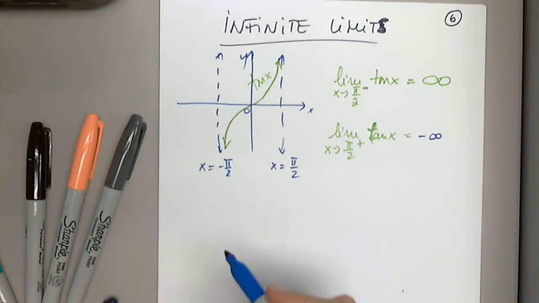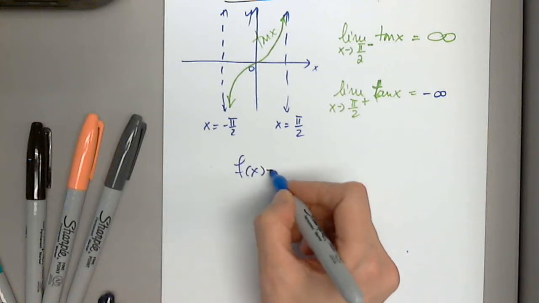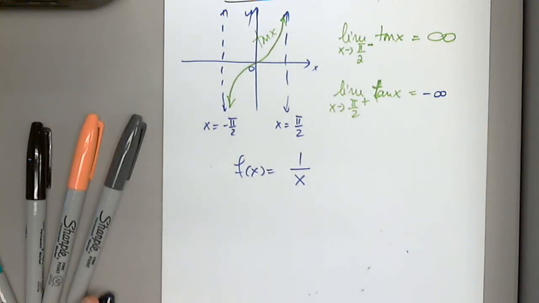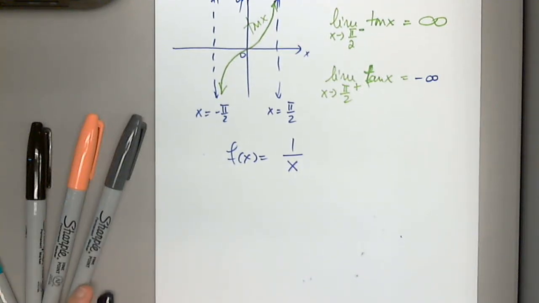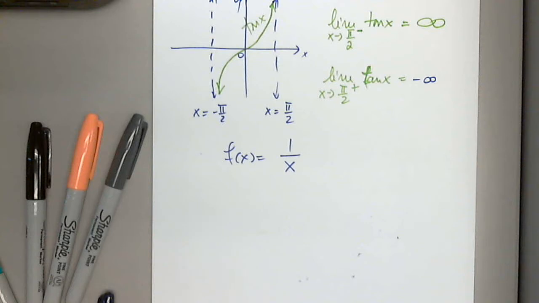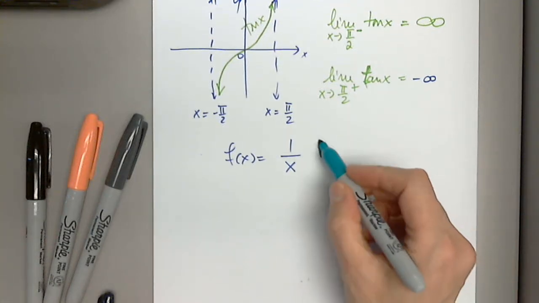Here is another function, which is f of x, an extremely important function. Can anyone tell us what function this is? Dylan, are you okay? Okay. What type of function is this? Rational. Very good.